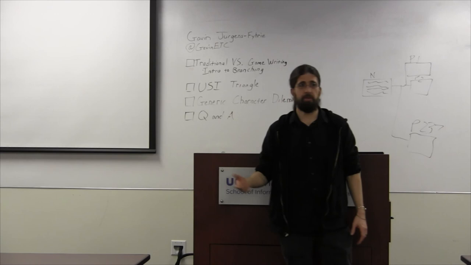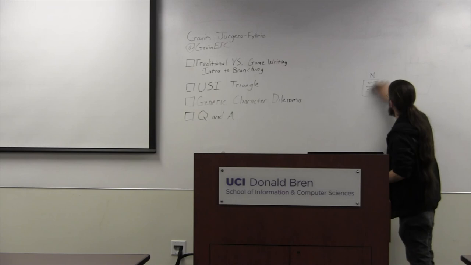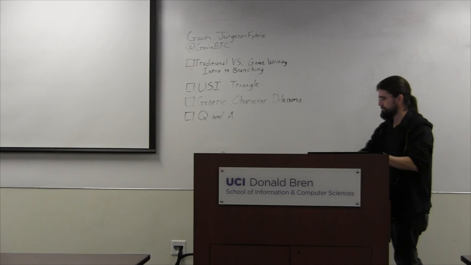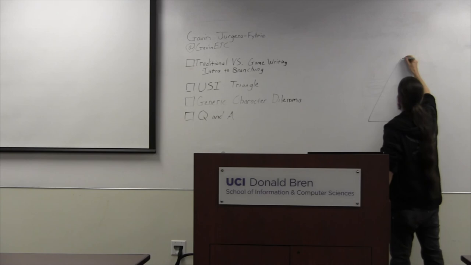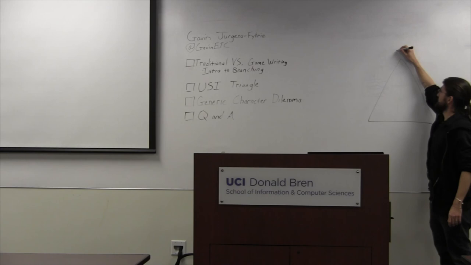All right, so let's talk about this magical triangle. Man, your poor teachers have some porous boards here. There we go. So this triangle represents three things that every game line, or every line of dialogue, must be. I'll write the first one up here. Anybody want to take a stab at it?